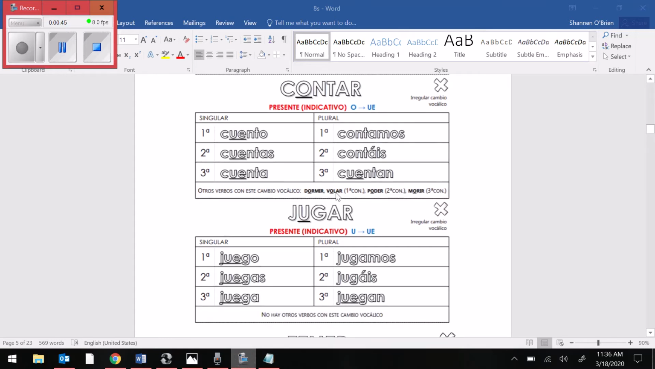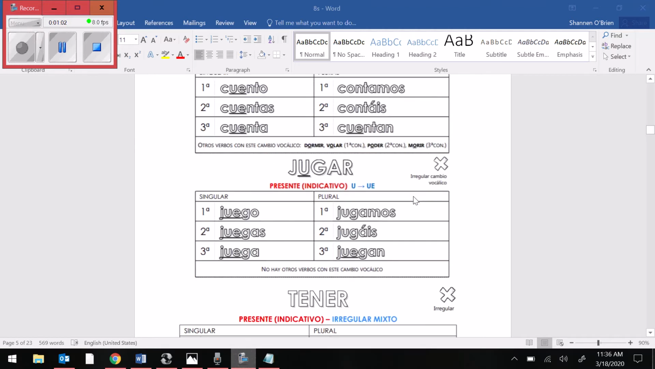For contar, you have a couple of examples of verbs. The 2 that you guys should recognize are dormir and poder. Okay. The other 2, volar and morir, you don't really need to know for your checkpoint A, so don't worry about those 2. Jugar is the only example of its kind that goes from U to UE. Because remember, we don't say yo jugo, that means I choose.